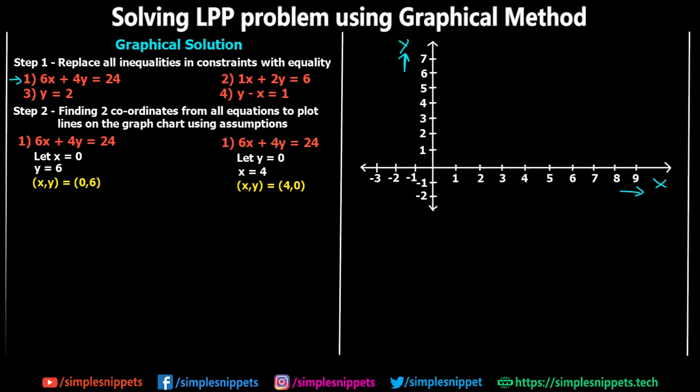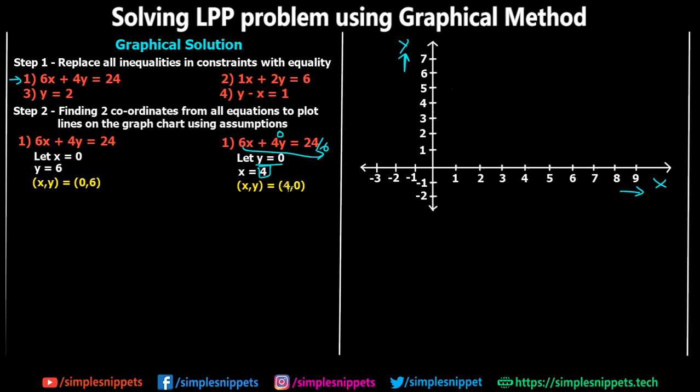Similarly, for the second time, we are going to assume y as 0. So for the first time we assumed x as 0, second time we are going to assume y as 0, and when we substitute y as 0, we get 6x equals 24, and we'll be doing x equals 24 upon 6, so 6 will be going in the denominator at the RHS, and then we'll be left with x as 4. So here we are getting a coordinate of (4, 0).